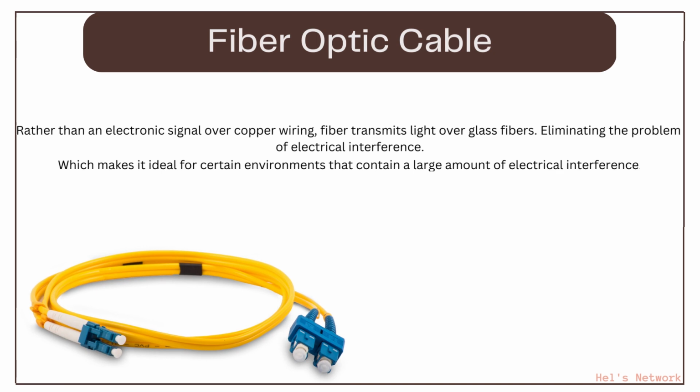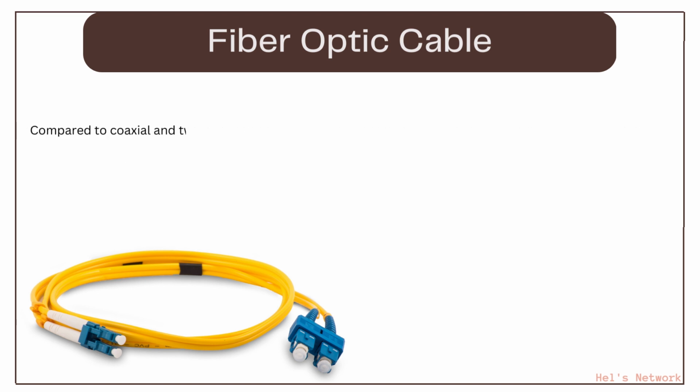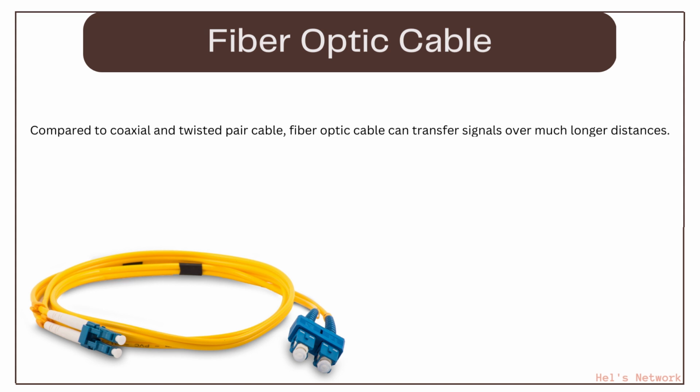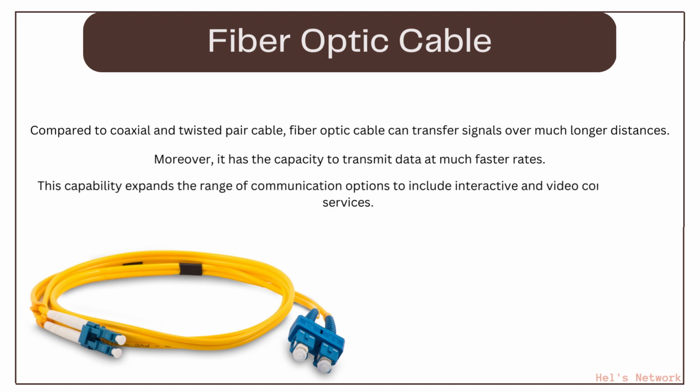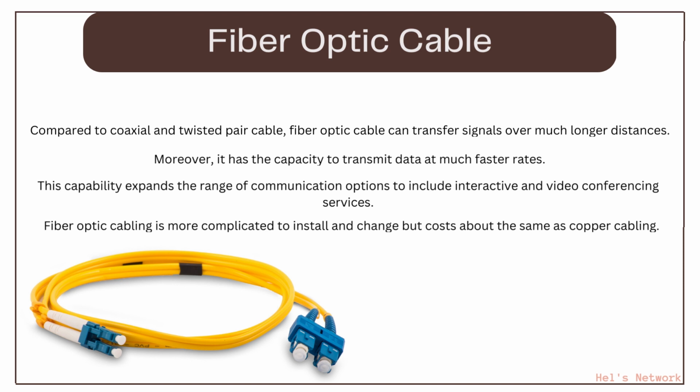Rather than an electronic signal over copper wiring, fiber transmits light over glass fibers, eliminating the problem of electrical interference, which makes it ideal for certain environments that contain a large amount of electrical interference. Compared to coaxial and twisted pair cable, fiber optic cable can transfer signals over much longer distances. Moreover, it has the capacity to transmit data at much faster rates. This capability expands the range of communication options to include interactive and video conferencing services. Fiber optic cabling is more complicated to install and change but costs about the same as copper cabling.